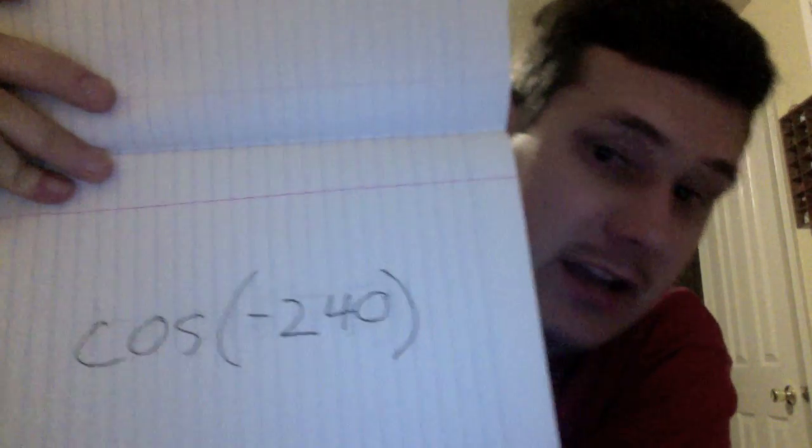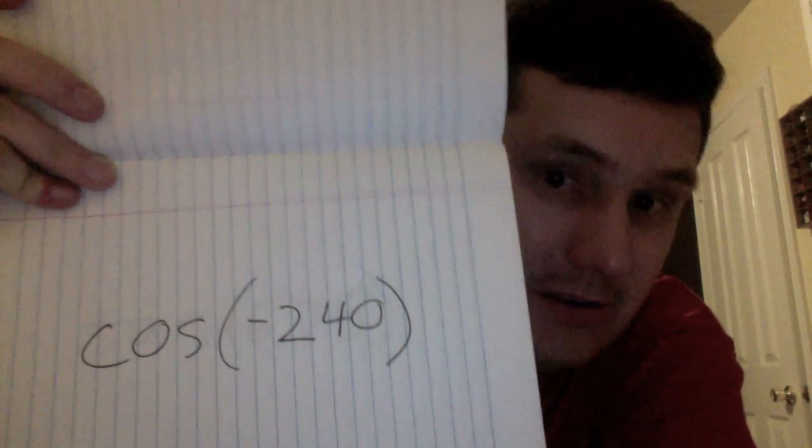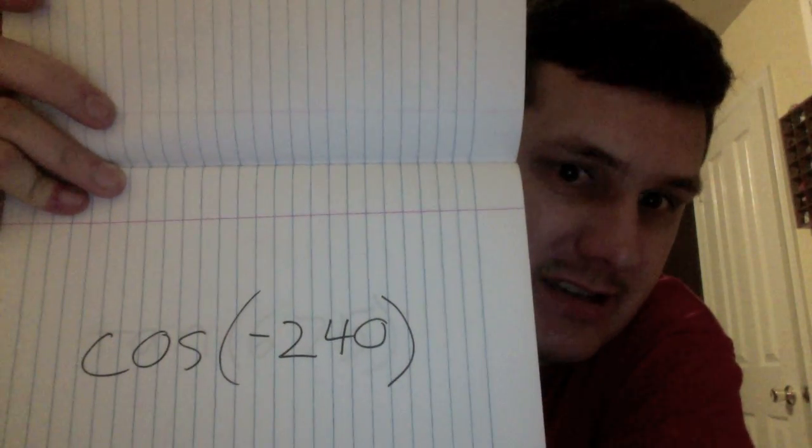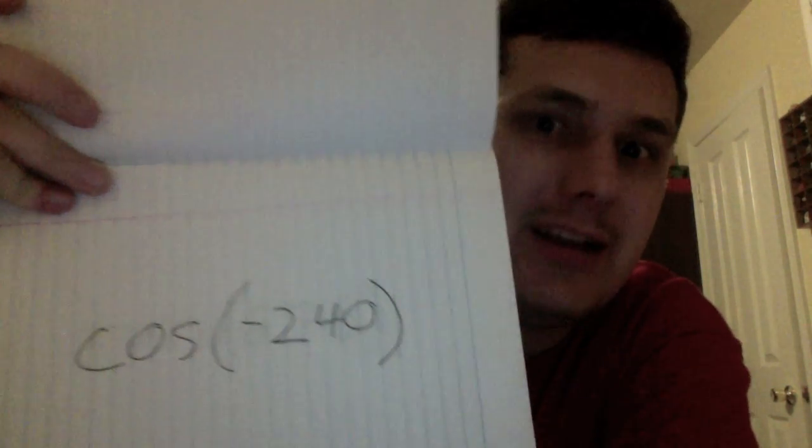So what kind of problems are we going to be solving here? Well, we're going to be solving problems that look like this: the cosine of negative 240. If I asked you for an exact answer, you would have to use reference angles. You'd have to add 360 to this, find the reference angle, and look at the chart. If I ask you to use a calculator, it becomes a much easier problem. All you have to do is put it in.